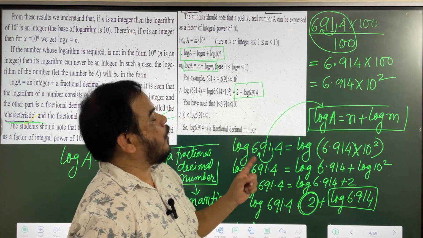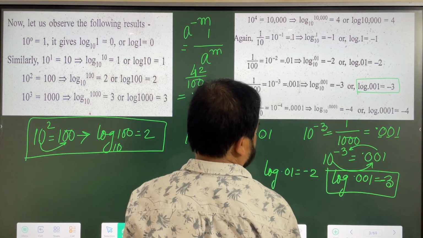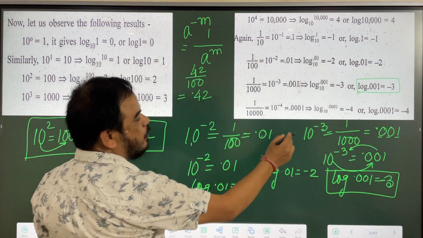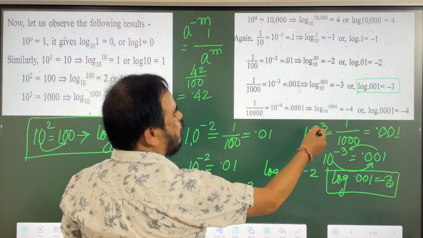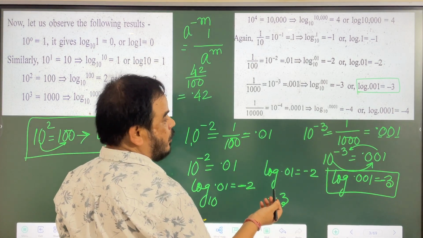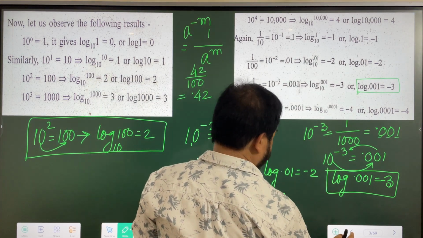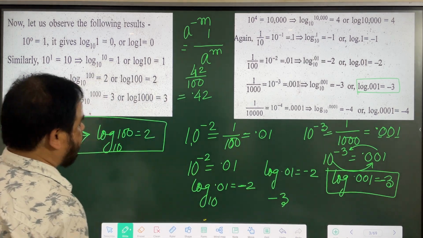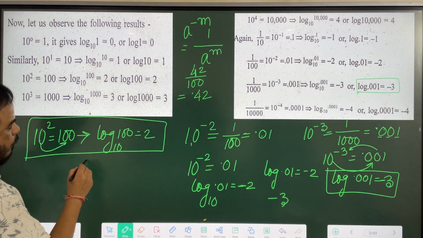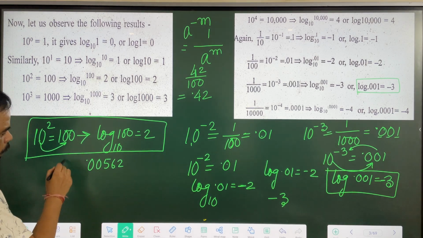Okay. So when will we get a negative characteristic? This one is also explained here. Here we have got 10 to the power minus 3, something into 10 to the power minus 3. So the characteristic will be minus 3. So when will we get minus 3? When the decimal is 0.001. This one I will also explain here. Wait. Let me explain here only. Look here, 0.00562 log.